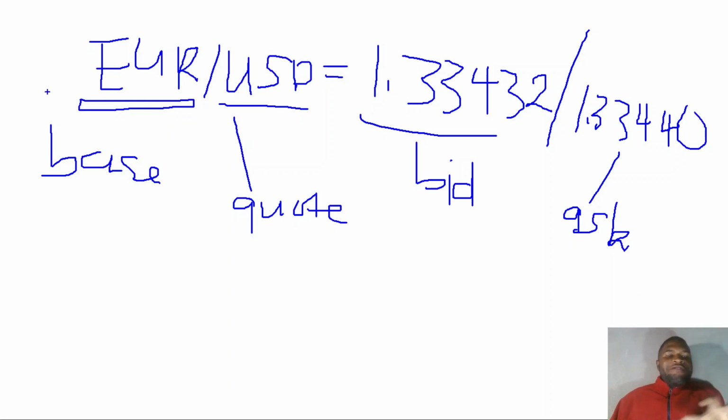So when you have a forex quote like this, if we are to simplify things, remember we said that the ask price is the price at which the broker or the bank is willing to sell to you, and that is the price at which you are then going to buy. So if you are buying Euro USD, you are buying at a price of 1.33440, and if you are to sell Euro USD, you are selling at a price of 1.33432.